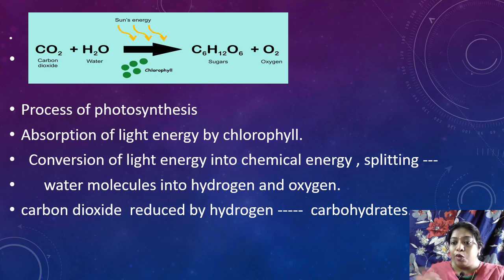The splitting of the water molecules into hydrogen and oxygen. So the carbon dioxide, what is the function of the carbon dioxide? The carbon dioxide is reduced. Okay, the carbon dioxide is reduced by the hydrogen to produce the carbohydrates. So this is the process of photosynthesis.